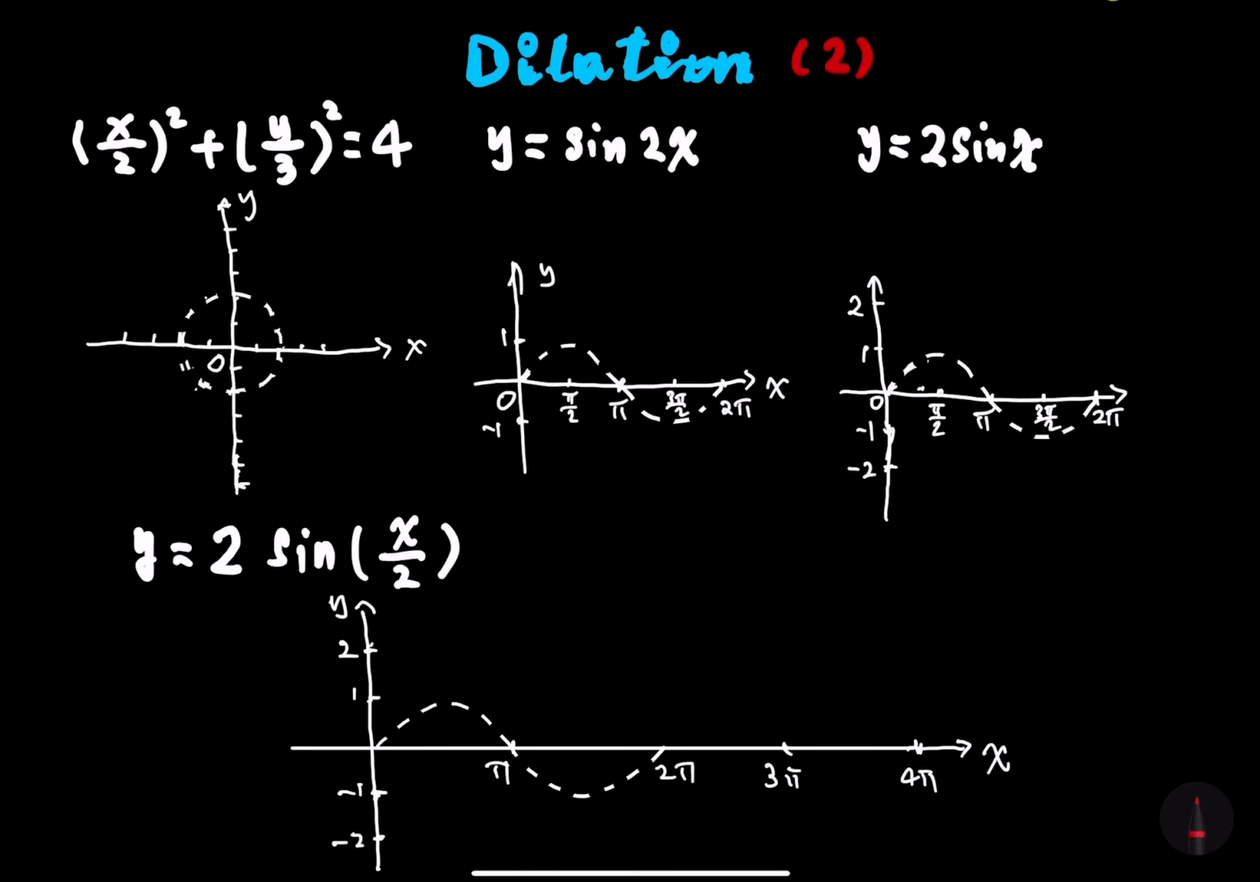All right, let's continue talking about dilation. As I talked about in the previous video, you can use the equation to tell how you dilate. Say, for example, in this question we have x over 2, meaning you dilate horizontally by a factor of 2. You see x over 2 here. And when you see y over 3, it means you dilate vertically by a factor of 3.